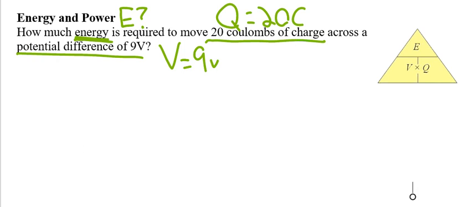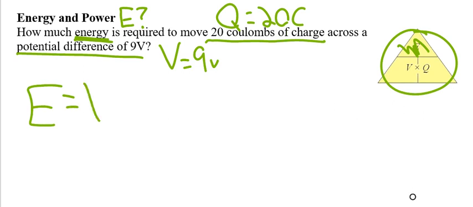Now, I've already shown you what the right equation is because we're still learning these right now. But if we were actually trying to figure it out, we'd look for those three letters, E, V, and Q, and find an equation that has those. It's obviously this one here. So we're solving it in terms of E. So if we cover up the letter E, we're left with V times Q. So E equals V times Q.